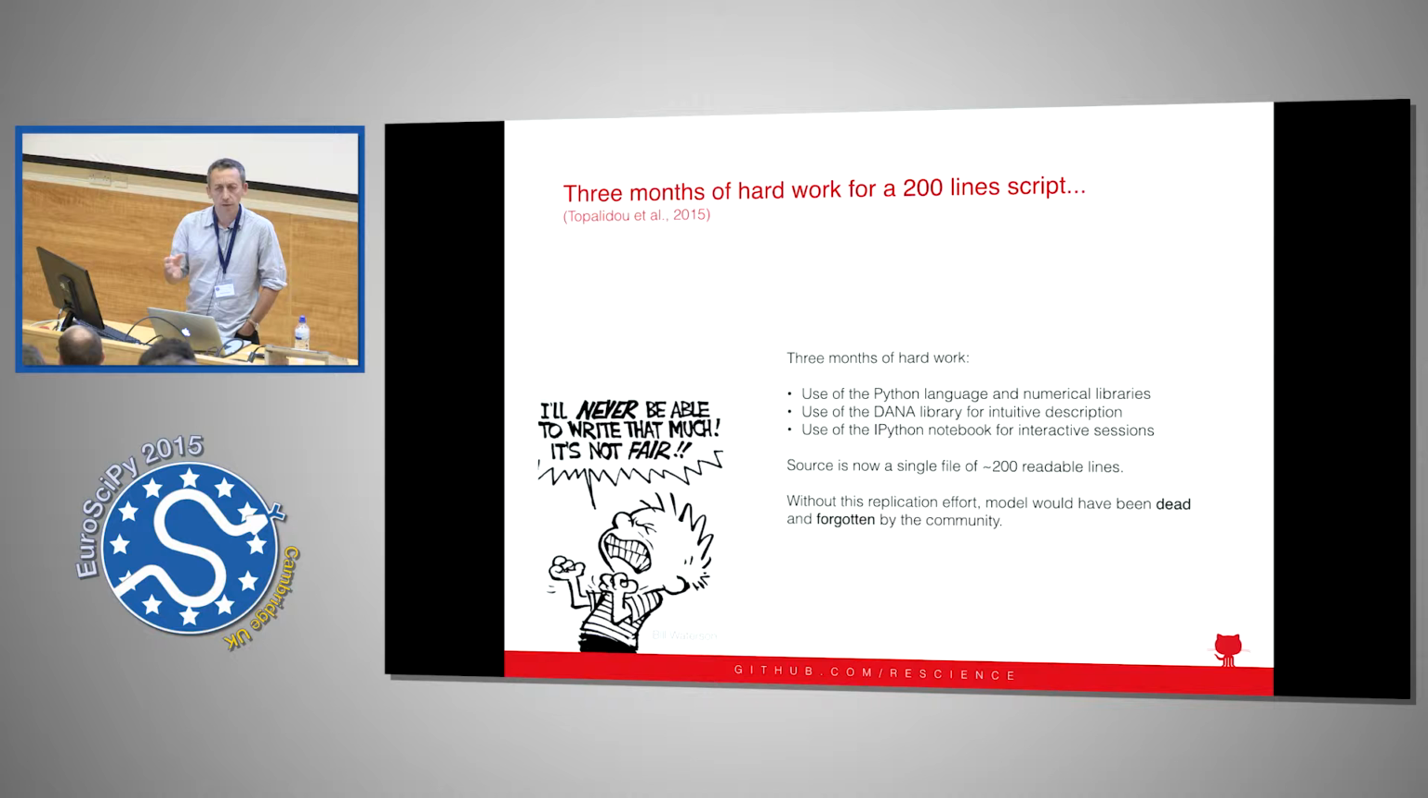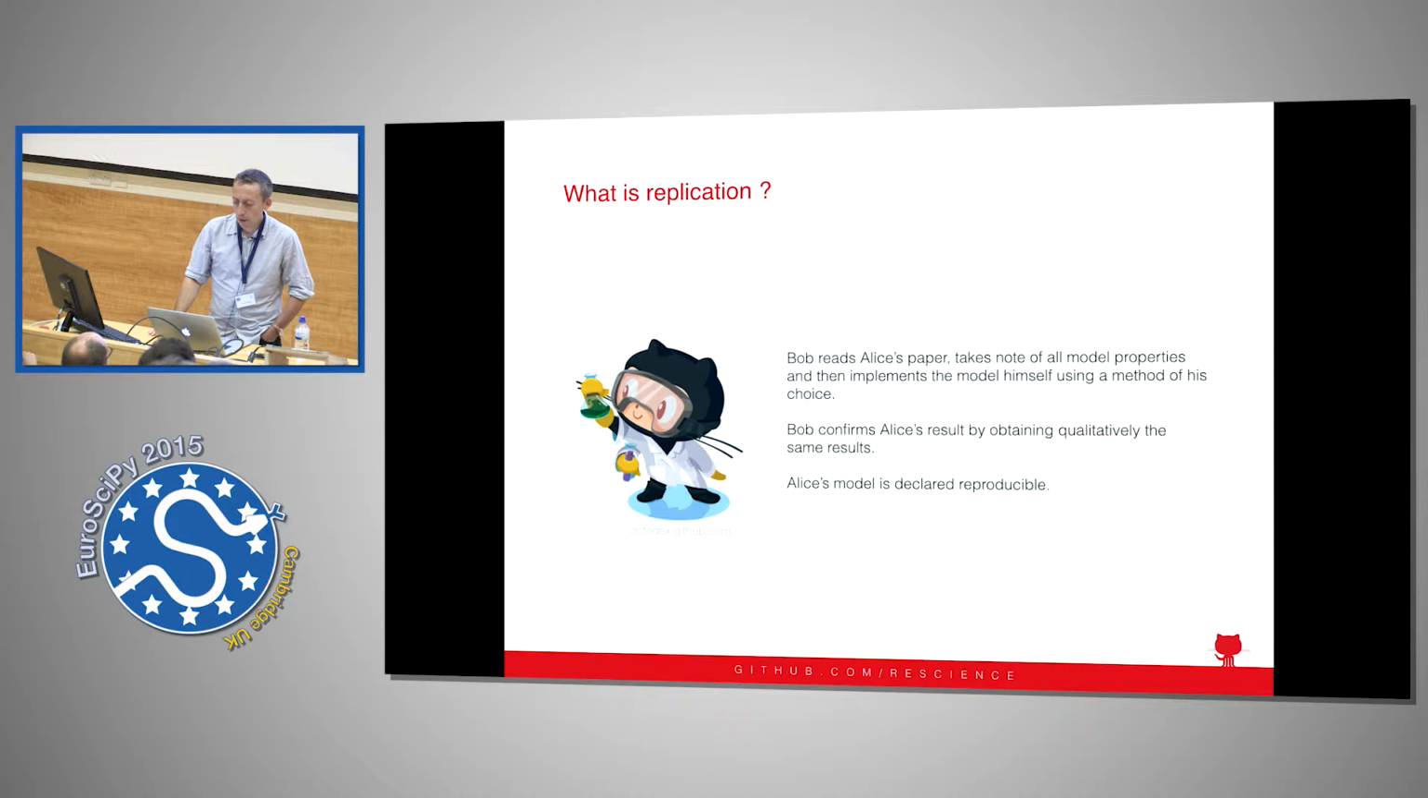This is pretty much the same story as yesterday for Michael, where it goes down to only 100 lines of Python. And this is very, very important, because without this effort in replication, the model would have been dead and forgotten. And in computational neuroscience, it happens a lot of the time. For example, we have the V1 area in the brain. Today, we maybe have like 1,000 models of V1, just because you cannot reuse the model or it has been forgotten.